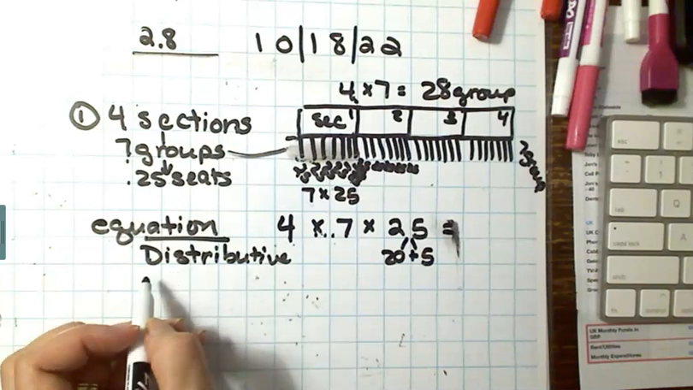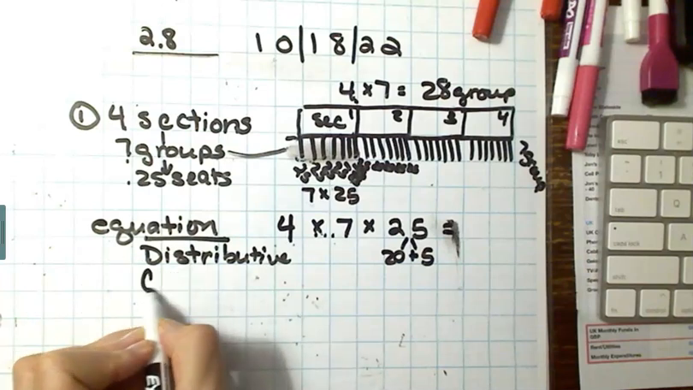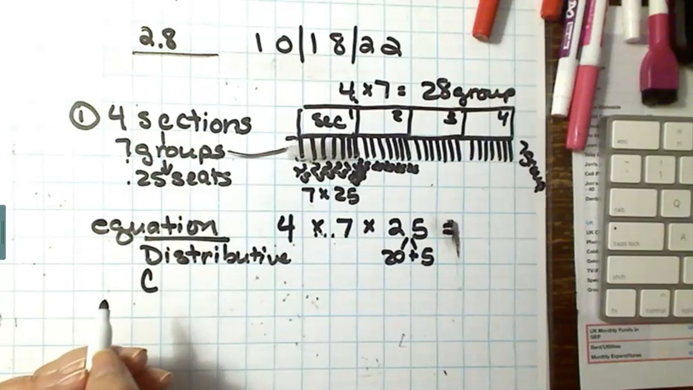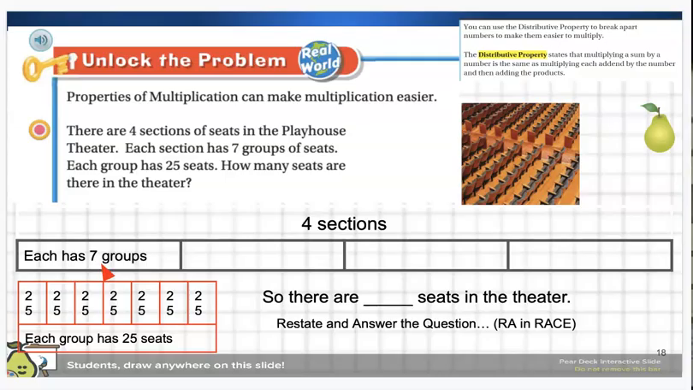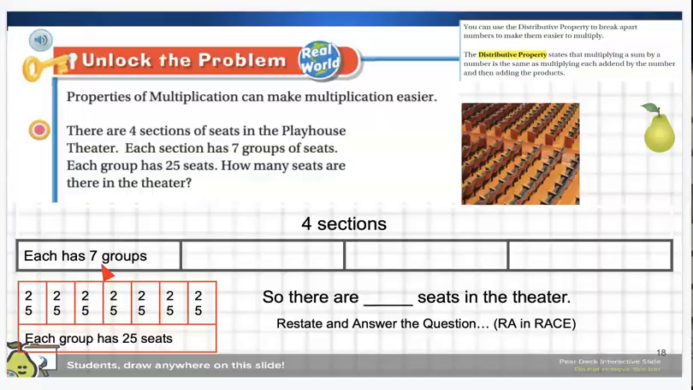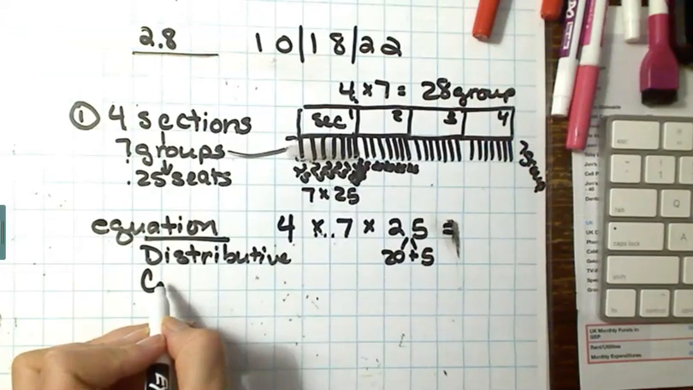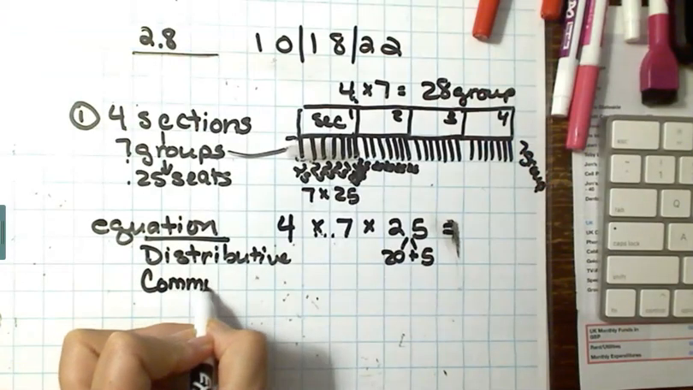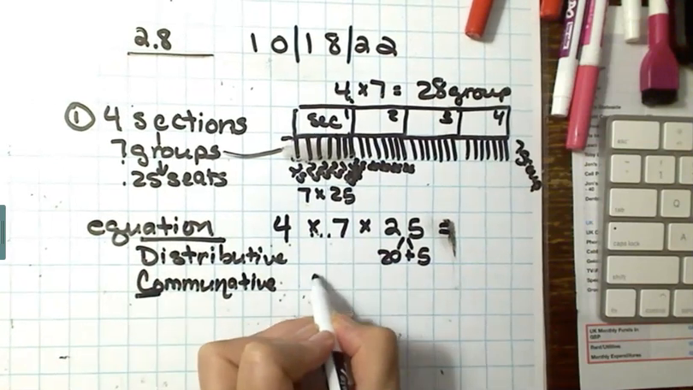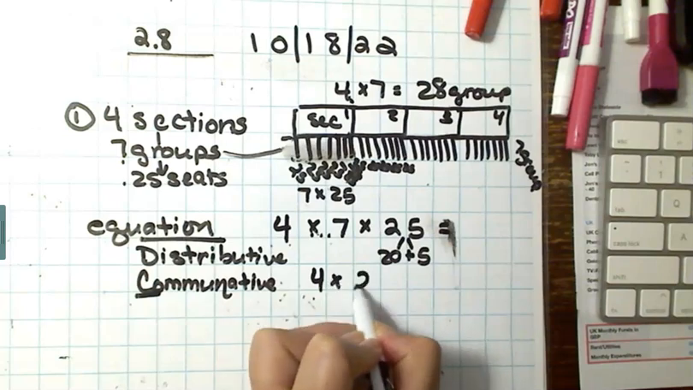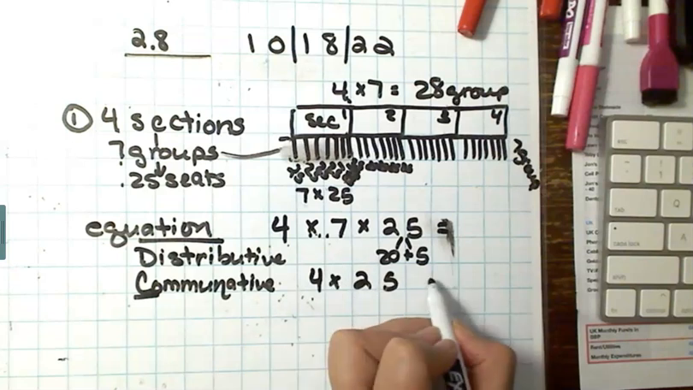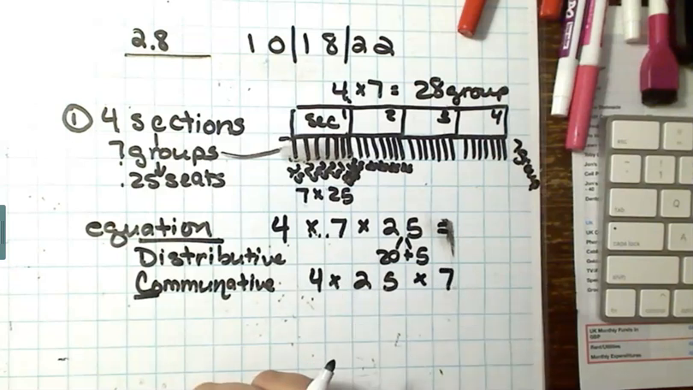Or I could use the, do you remember? Not comparative. Oh, see, I even forget them sometimes, right? The commutative property. I can change the order. So what if I changed the order? That's C for change. What if I did 4 groups of 25, and you notice I'm keeping my digits in the box, and then later I multiplied that by 7?